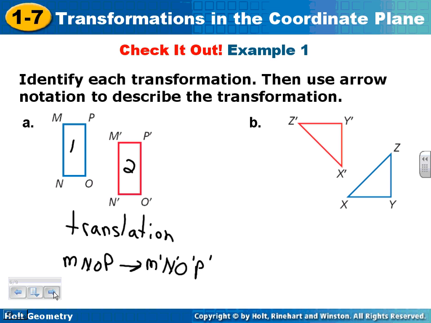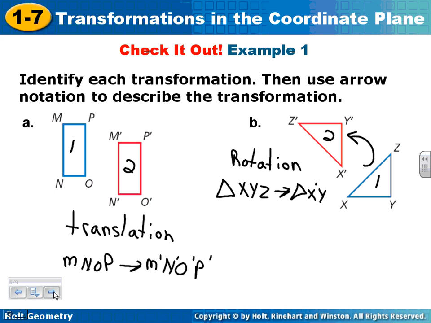Letter B over here, from the blue, which is the first one, to the second one, that looks like it's just kind of rotating this way, kind of spinning it over. So that would be a rotation. And this would be triangle XYZ arrow triangle X prime, Y prime, Z prime. Again, that would be my arrow notation.